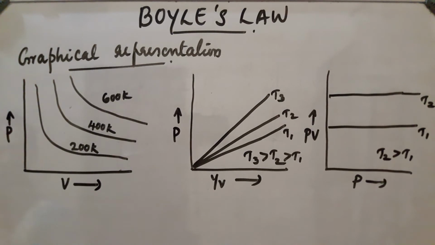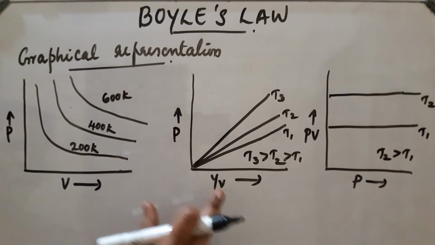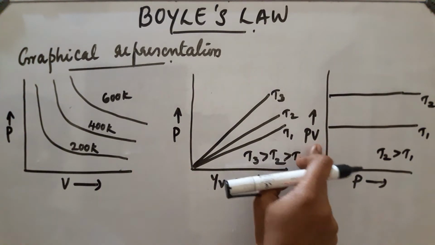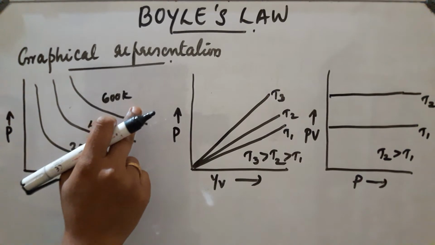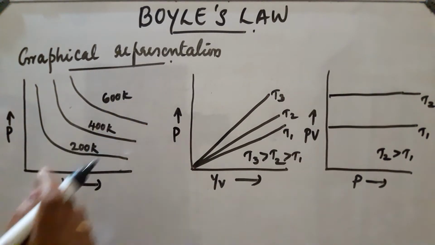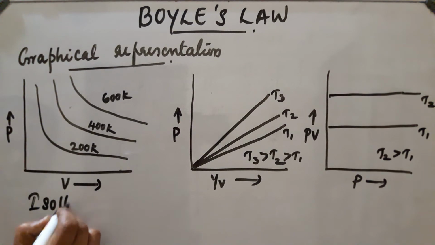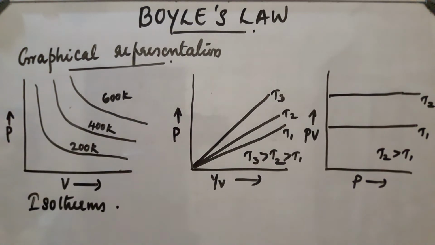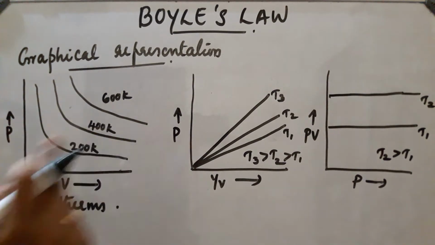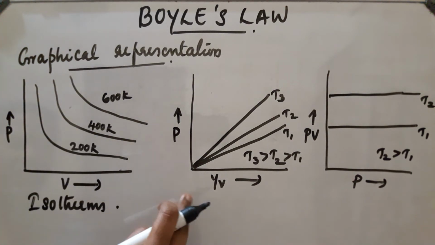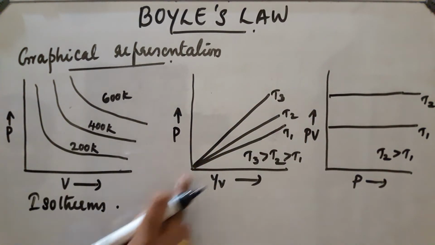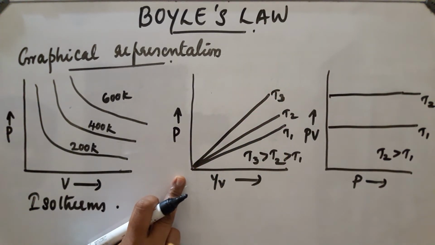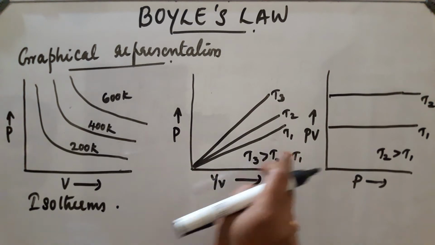Graphical representation of Boyle's law. First graph P versus V, the second graph P versus 1 by V, and the third graph PV versus P. Here P versus V at different temperatures are drawn. At constant temperature these curves are also called isotherms. The highest curve represents the curve at high temperature. In the next graph, P versus 1 by V, straight lines are obtained and these straight lines pass through the origin, and here T3 is greater than T2, which is greater than T1.